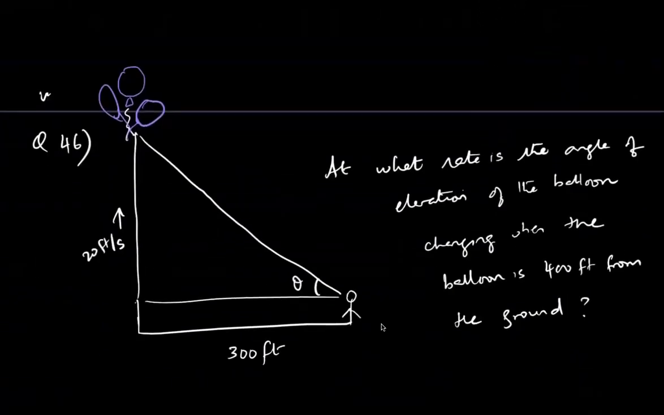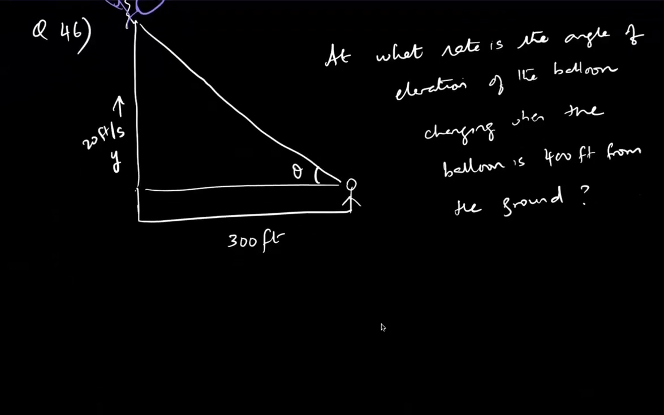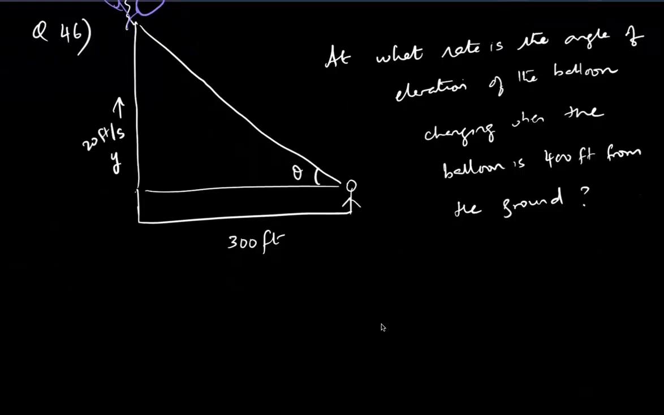All right, so we're going to finish it up with this problem. A balloon is rising, right, at 20 feet per second. At what rate is this angle of elevation changing when the balloon is 400 feet from the ground? So I'm going to call this y, so I just need y, that's it. Then I'm going to see the relationship between y and this 300 feet is fixed, right? So the relationship between them is that tan theta is opposite over adjacent.